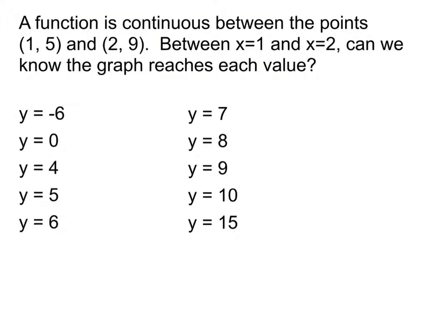So then to really see what it does and doesn't tell us here, here's another situation. So we know our function is continuous again. And knowing that our function is continuous between 1, 5, and 2, 9, between x equals 1 and x equals 2, notice that x equals 1, x equals 2, can we know that the graph reaches each of these y values? So take a look at each of those and decide, does it definitely hit that y value or not?